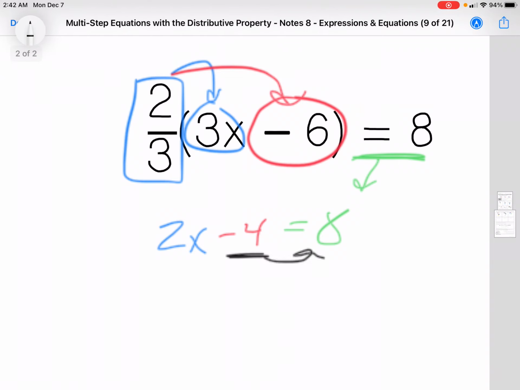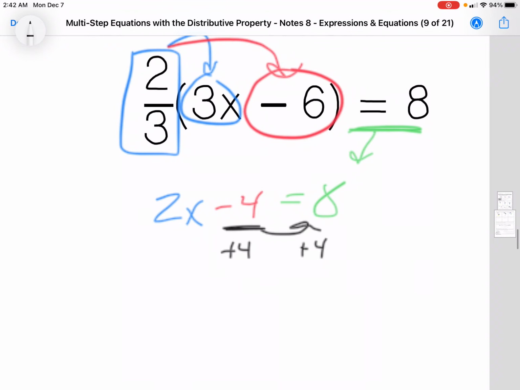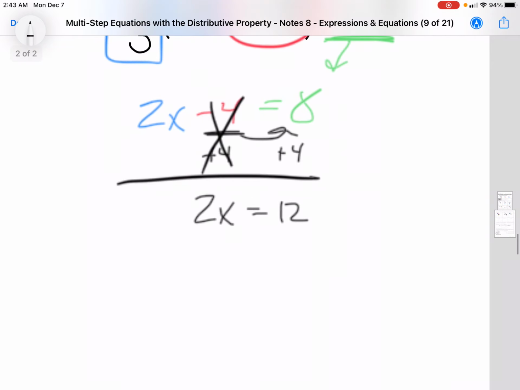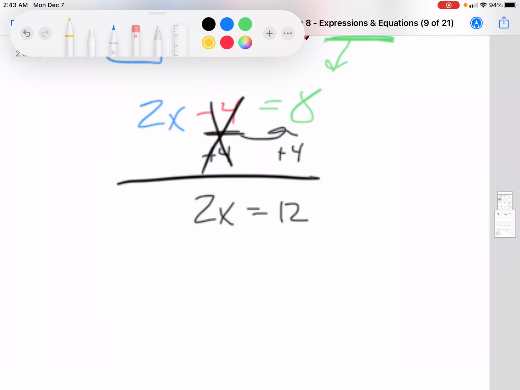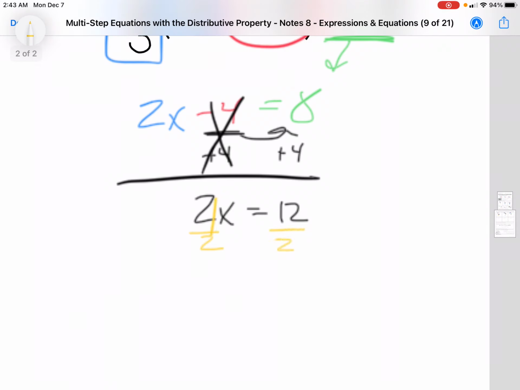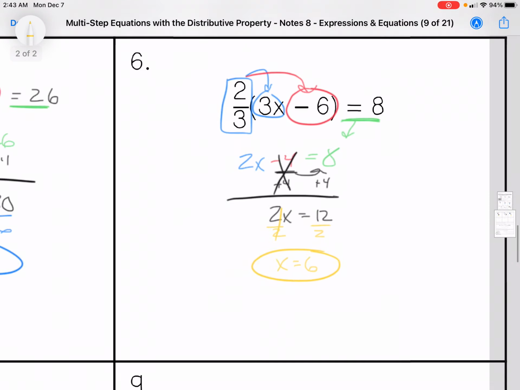Yes, combine like terms. Great job. I'm going to add 4 to both sides. Those are going to go away. I'm going to be left with 2x is going to equal 12. And I'm going to divide by 2. I'm going to be left with x is going to equal 6. I'm so proud of myself. I did good.